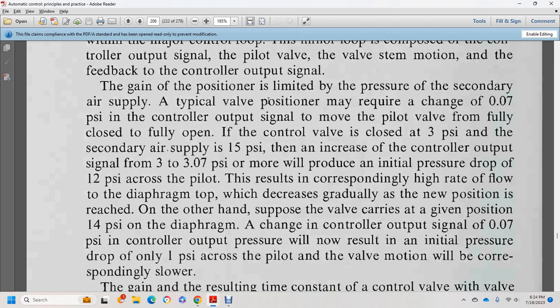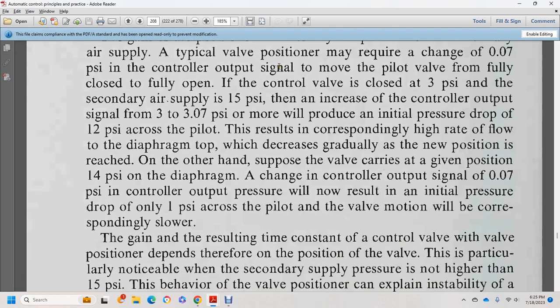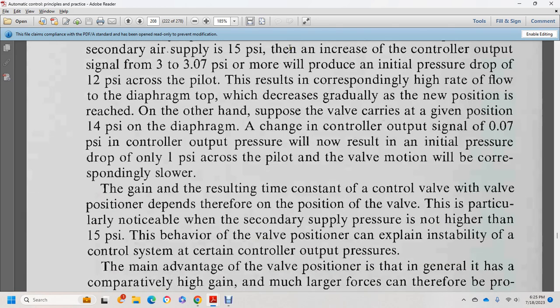On the other hand, with the valve carried to a given position at 14 psi on the diaphragm, a control output pressure of 700 psi will now result in an initial pressure drop at the top of only 1 psi across the pilot, and the valve motion will respond slowly. The gain and the response time of the control valve with the positioner will therefore depend on the position of the valve, particularly with a secondary supply pressure higher than 15 psi. This behavior of the valve positioner can easily explain instability in the control system.